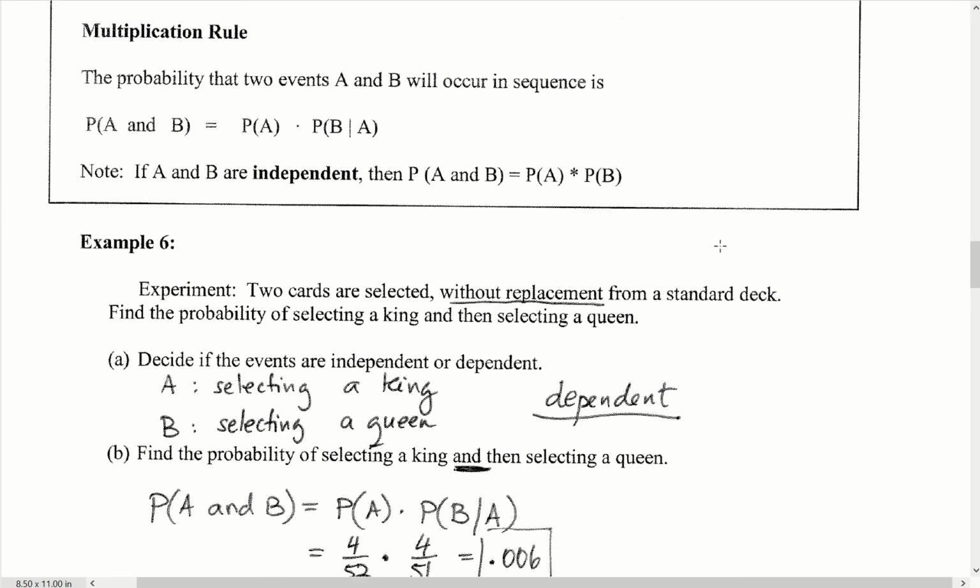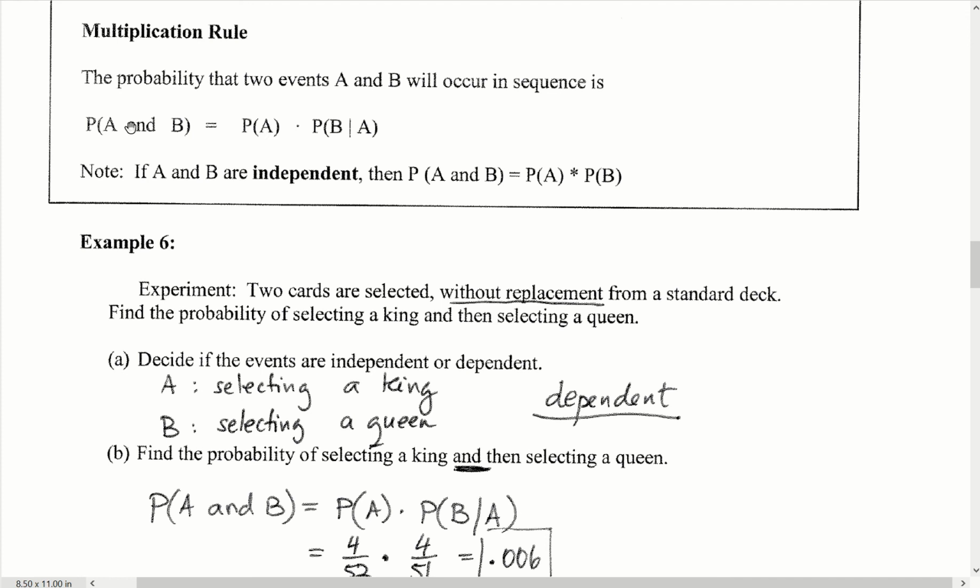This now brings us to the multiplication rule. The multiplication rule gives us a way of calculating the probability that 2 events will occur in sequence. So let's suppose we want to calculate the probability that event A occurs and then also afterwards event B occurs. This is going to be equal to, first of all, we need for event A to happen first. And we know that A happens with probability P of A.